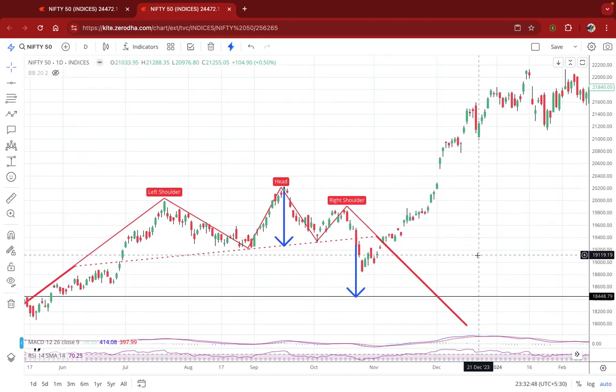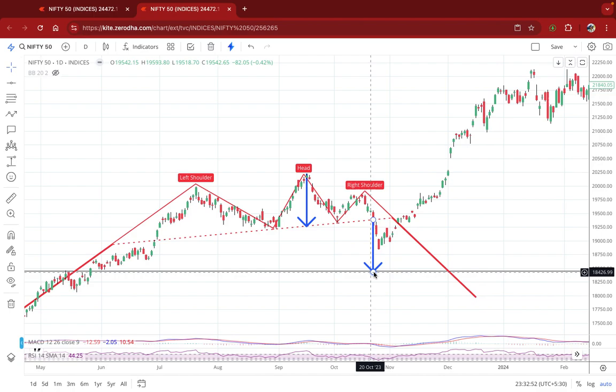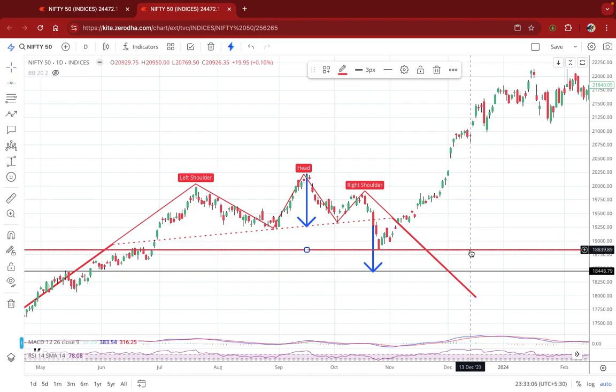Here, the target level which was indicated was somewhere around 18,400. However, Nifty reversed from halfway through, and actually the level which it went to was 18,839, which is shown here. Now, if you see, this level is almost halfway down the target which was indicated by the pattern.